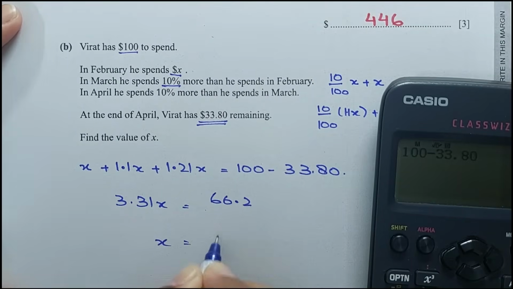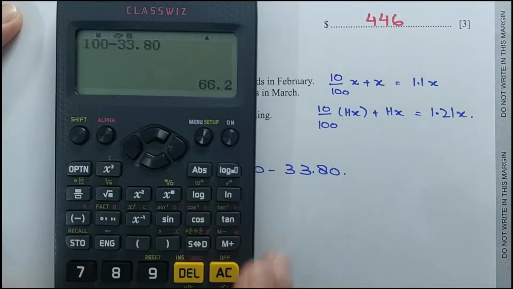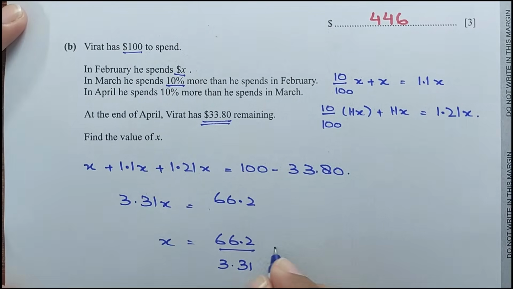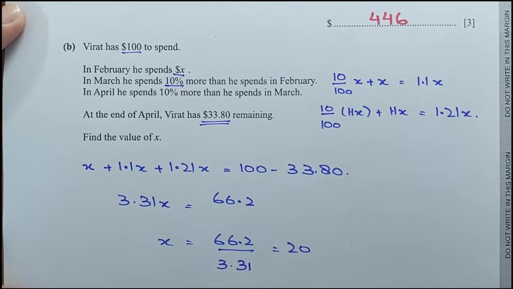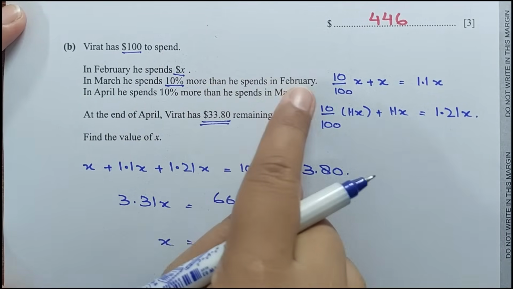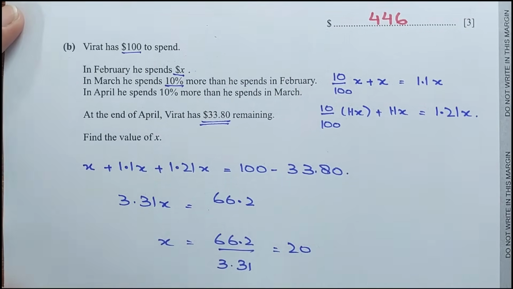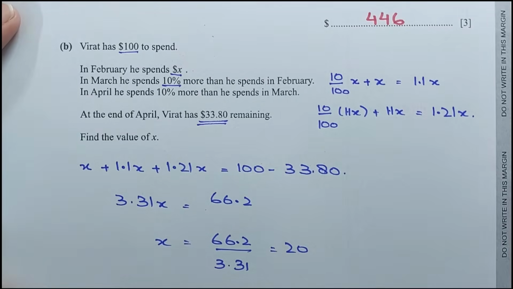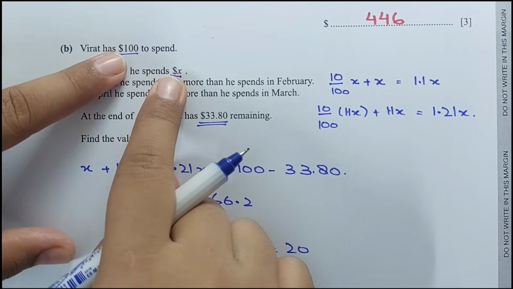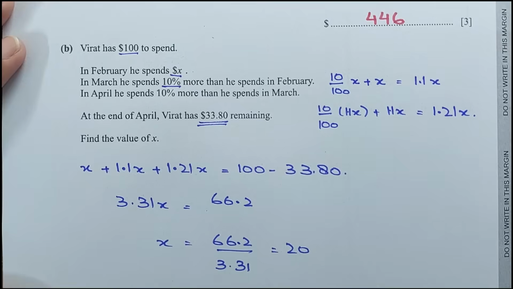So what is x? 66.2 divided by 3.31, that is $20. So he spent $20 in February, then 10% more than that in March, and then 10% more than March's spending in April. So the value of x, the first spending in February, is $20. From 100 he spent 20, so 80 is left for March and then for April.